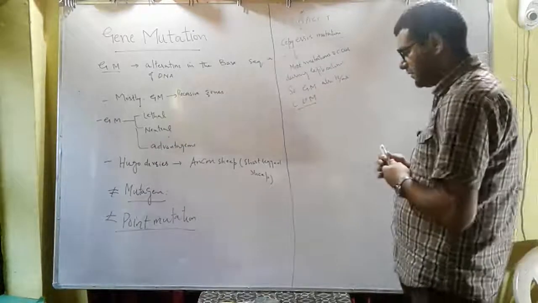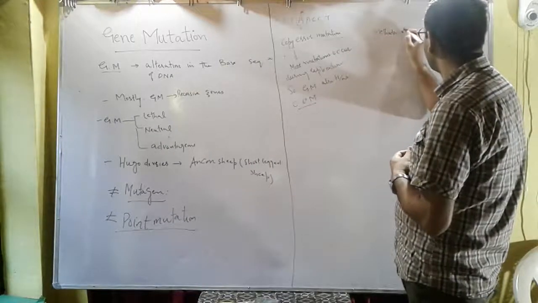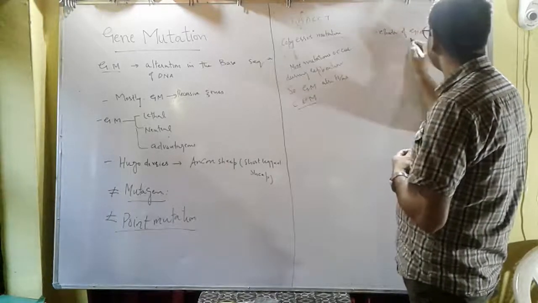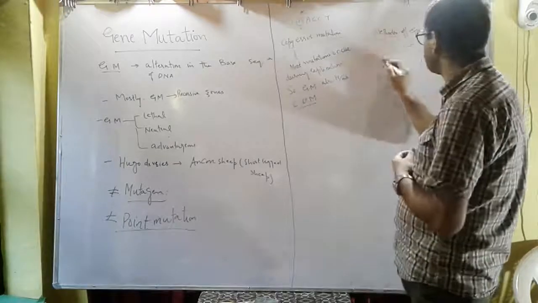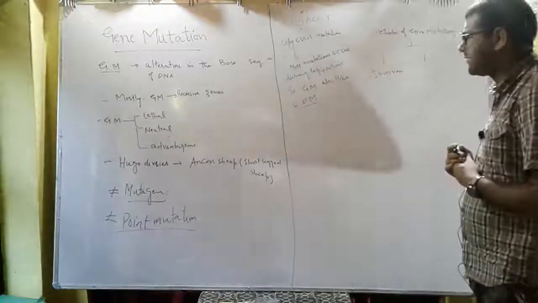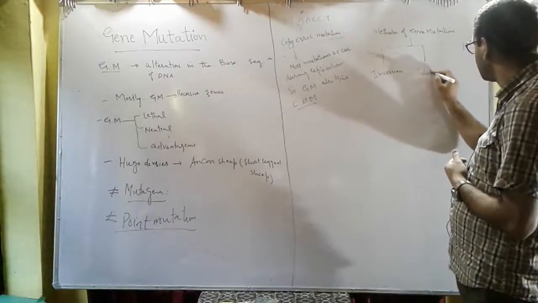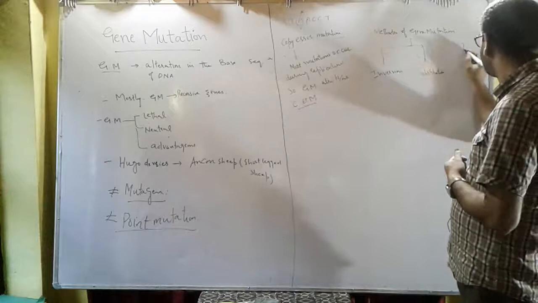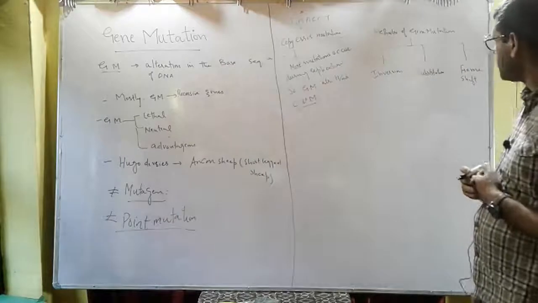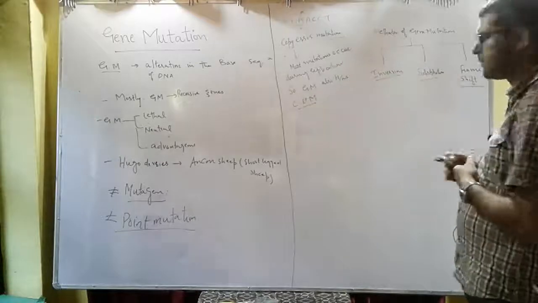Then we have three methods of gene mutation. One is inversion. Then we have substitution. Then we have frame shift mutation. We have three methods of gene mutation: inversion, substitution and frame shift.